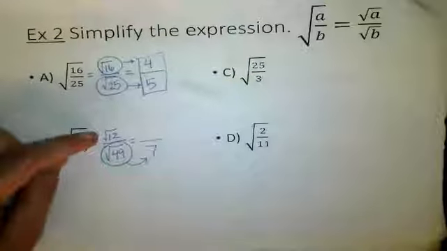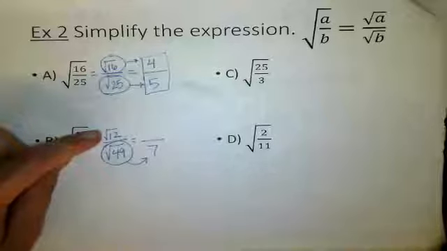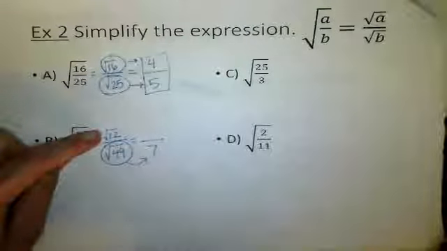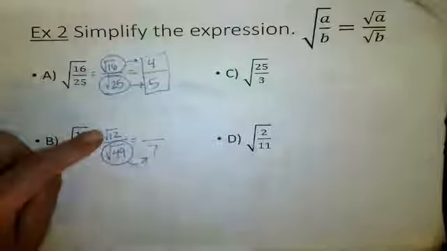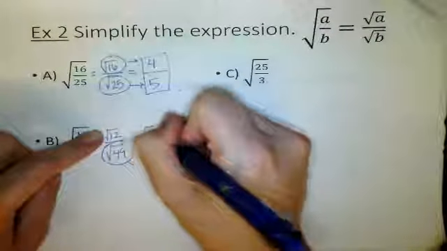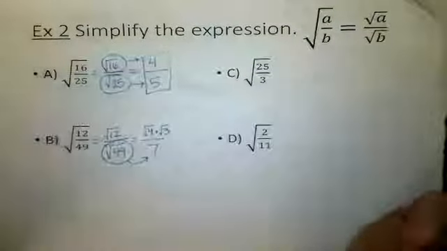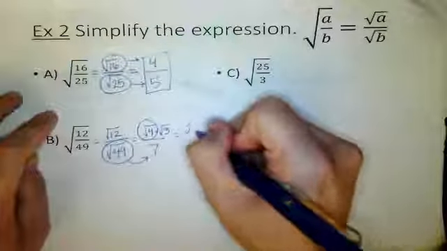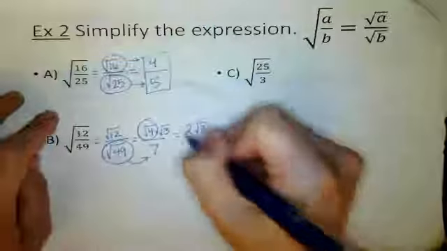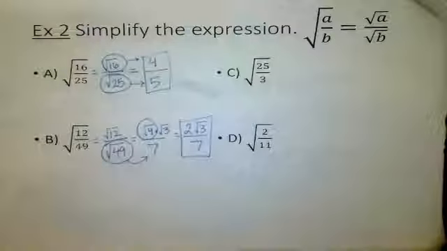So how do we break up radical 12? Any perfect squares in there? 4, yeah. So 12 is the square root of 4 times the square root of 3. And now I know, what is the square root of 4? 2. Radical 3 is going to stay up top, and we're dividing by 7. So 2 radical 3 over 7.